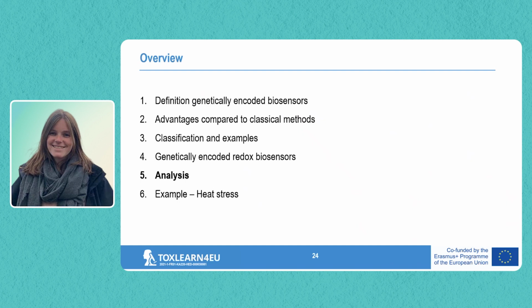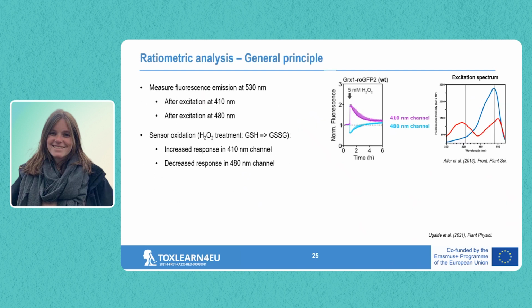Now the question is, how do you really measure this? So you generate your plants expressing the sensor, but what do you do now? If you go into the lab, you want to measure the responses, how do you start? So basically what you need to do in your plants expressing the sensor, and here I will use the GRX1-RoGFP2 for the glutathione that I just showed you, you will always measure the fluorescence emission at 530 nanometers because that's at a fixed wavelength. But you do this one time after excitation at one excitation wavelength, so here it's 410 nanometers, and a second time after excitation at 480 nanometers.